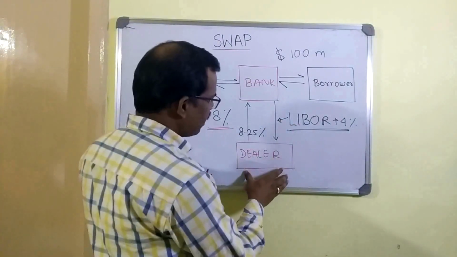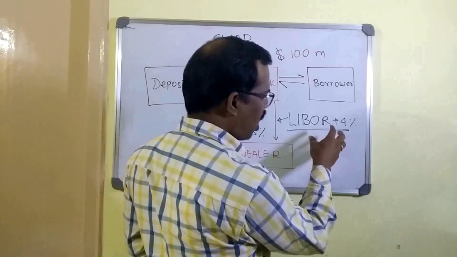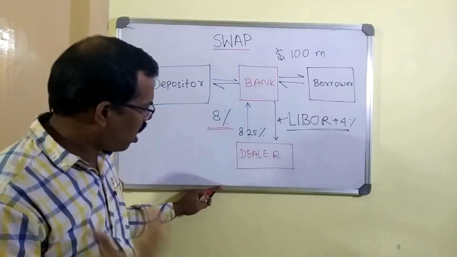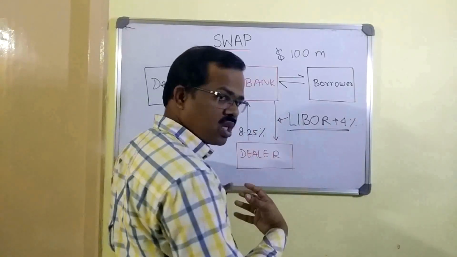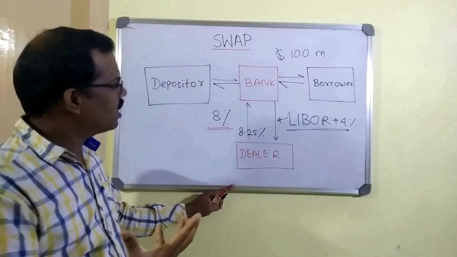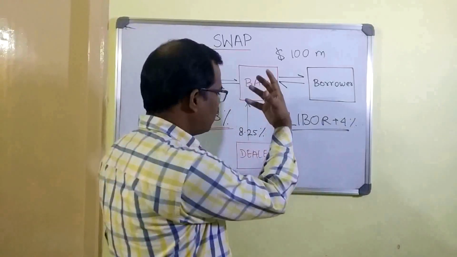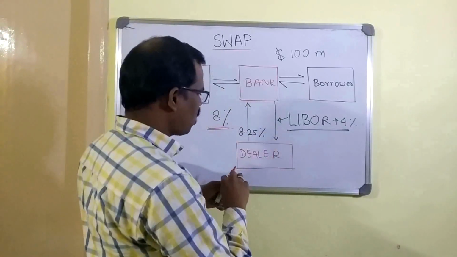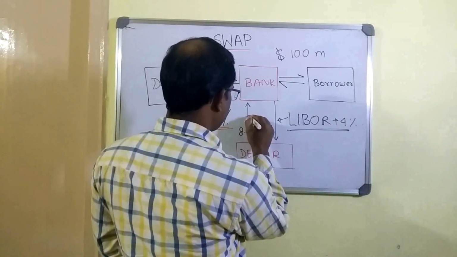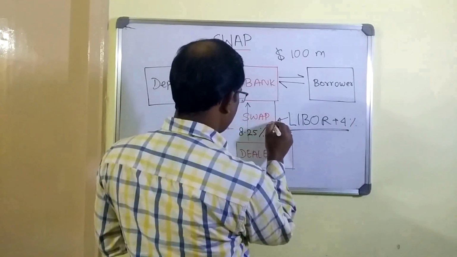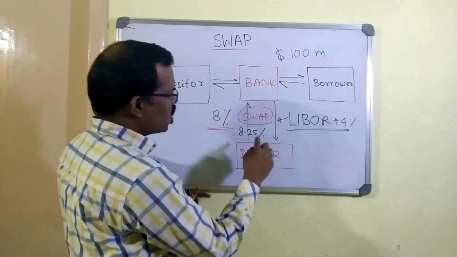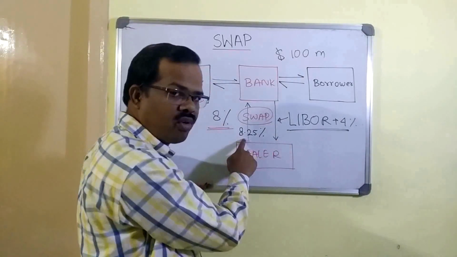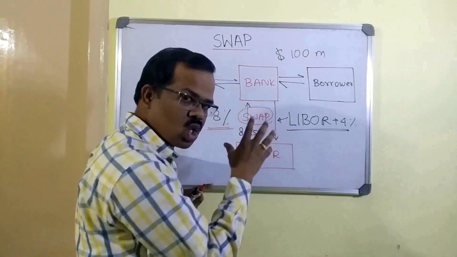If the dealer is convinced that the LIBOR is going to go up in the future, then it will say: I am convinced that the LIBOR is going to go up, so I am promising the bank that I will give you the 8.25% interest provided you give me LIBOR plus 4%. Now this is called a typical swap. The bank is swapping or exchanging its floating rate payments for the receiving of fixed rate payments from the dealer. So this becomes a swap instrument.